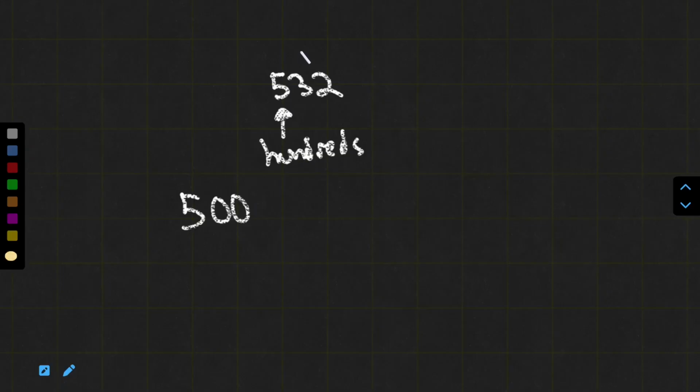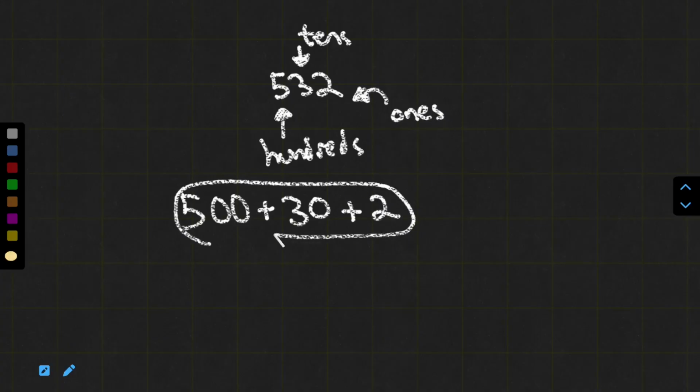Then we look at the next digit, in this case the 3, which is in the tens place. So we add a plus symbol here and we write 30 as we know there are 3 tens. And finally we look at the last digit here, which is 2, and it is in the ones place. So we simply add 2. And this is the expanded form for the number 532.